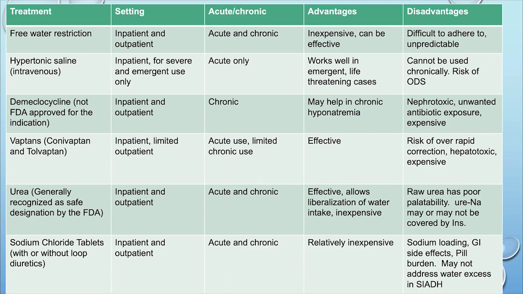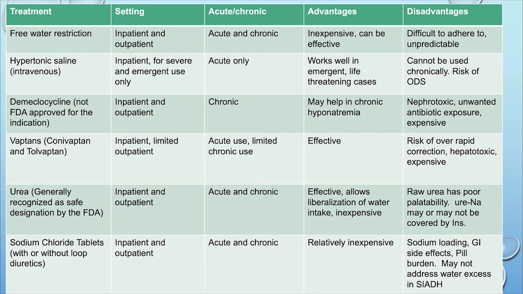It works well in life-threatening situations, but it cannot be used chronically, and there is a risk for overcorrection and osmotic demyelination. Demeclocycline, a tetracycline derivative, can be used in the inpatient and outpatient setting. It has not been approved by the FDA for this indication. It can help in chronic hyponatremia, but you're giving the patient unwanted antibiotic exposure. It is very expensive, and there are reports of nephrotoxicity.